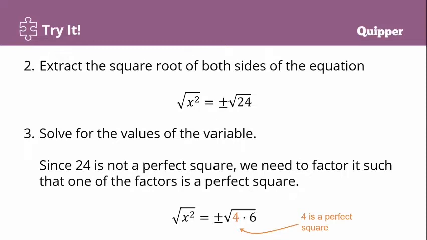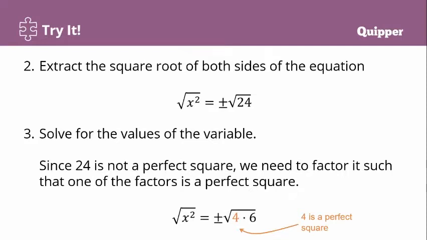Do not forget the positive negative symbol in getting the square root of the constant, considering that k is greater than 0. We now take the square root of x squared equals positive negative square root of 24. Step 3. Solve for the values of the variable x.